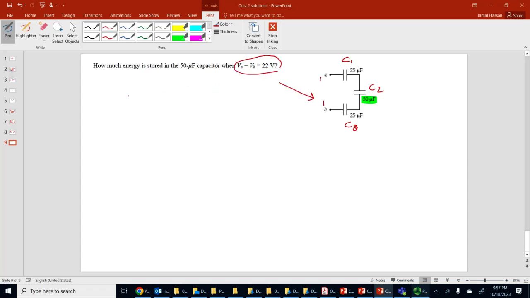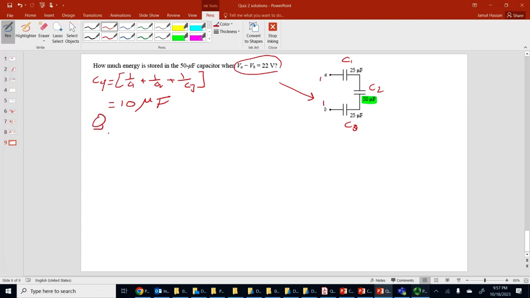So first thing, let's find the C equivalent. So C equivalent, these are series connection, right? Series connection. So basically 1 over C equivalent is equal to 1 over C1 plus 1 over C2 plus 1 over C3. Equal to 125, 50, 25, so 25, 25, 50. You could take 50 as a common. Basically, this is 10 microfarad.